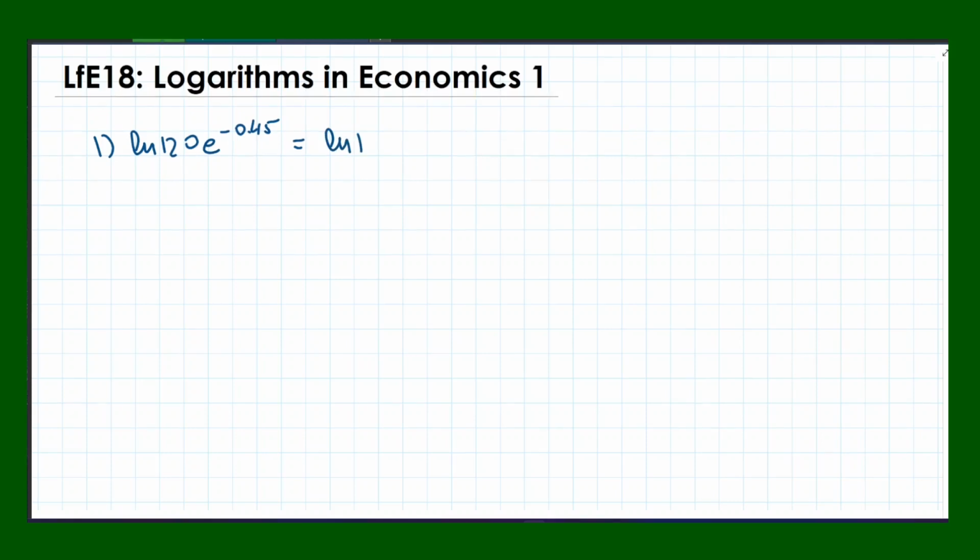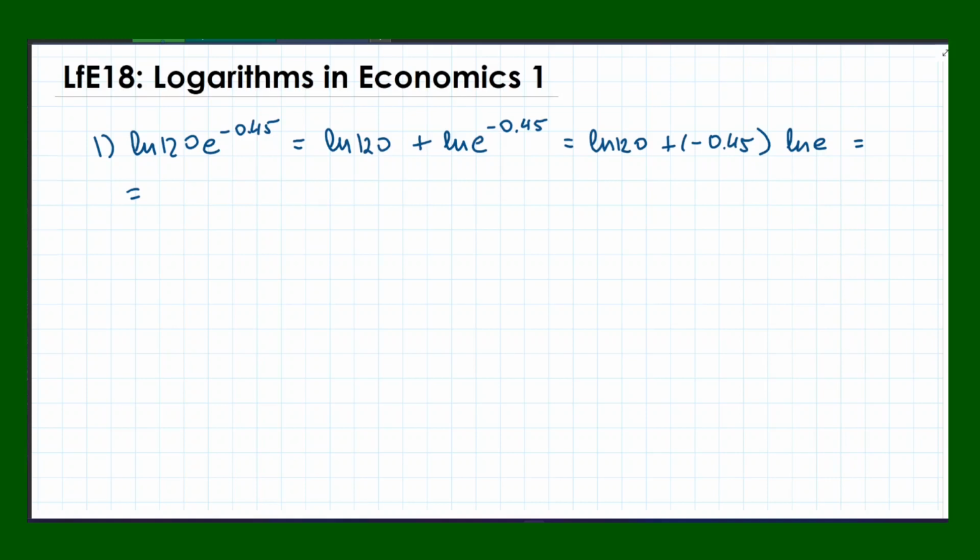So I've got ln 120 plus ln e to the minus 0.45. Right, what can I do next? Well, ln 120, I can't really do anything else with it other than putting it into the calculator and finding the number that's hiding behind. But with ln e to the minus 0.45, I've noticed that there is an exponent behind the log, so I can bring that down just like we discussed in video 10. So I'm going to bring down the negative 0.45 as a multiplier, and then I'm going to be left with ln of e.